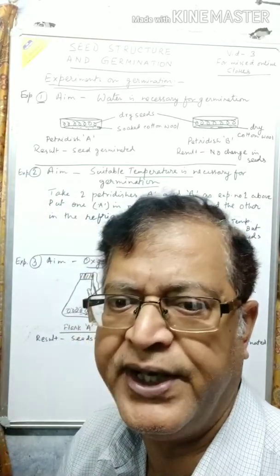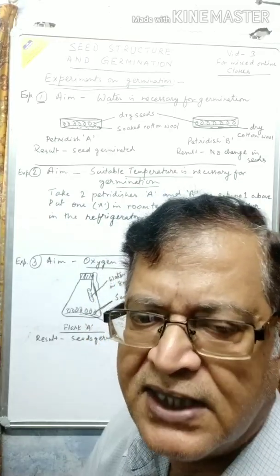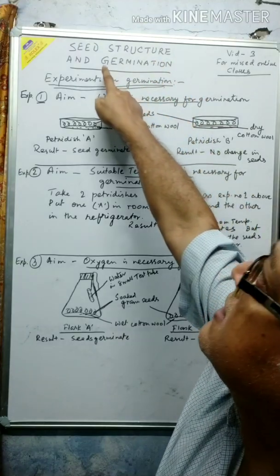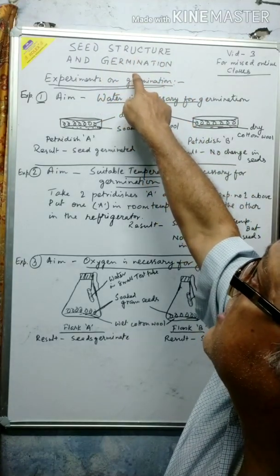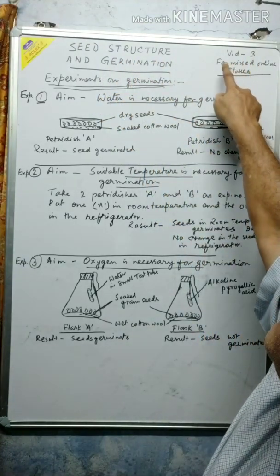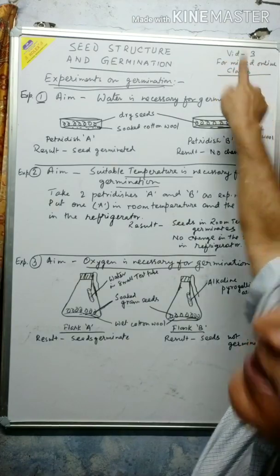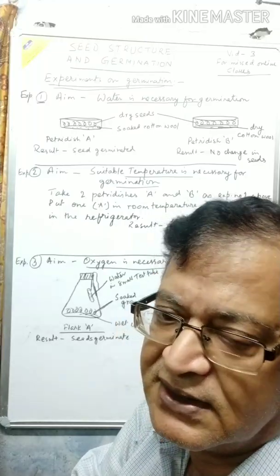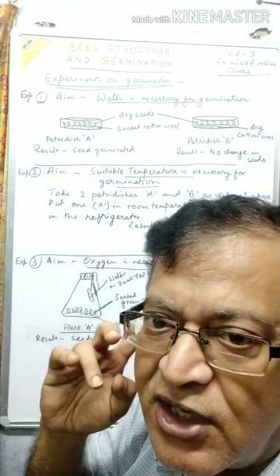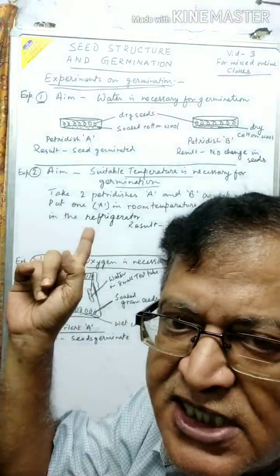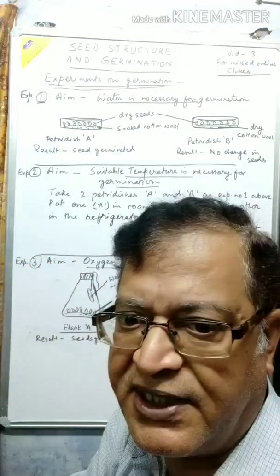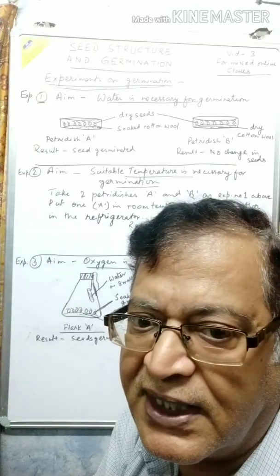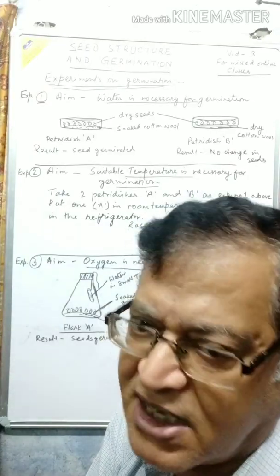It is the concluding part of the chapter, the last part, and video number 3, Seed Structure and Germination. Video number 3 for missed online classes. Those who missed the online class, for them this is the video, and this is the concluding part of the chapter Seed Structure and Germination. Here in this video I have explained some experiments proving the factors for germination.